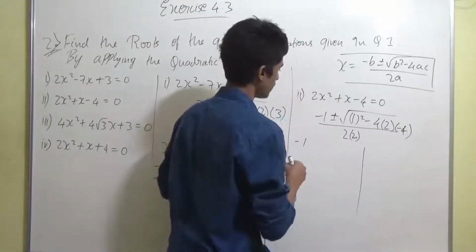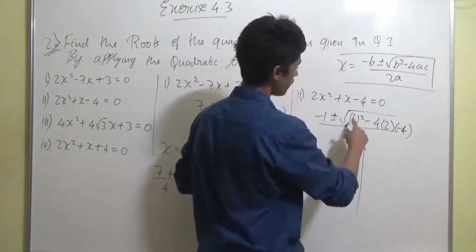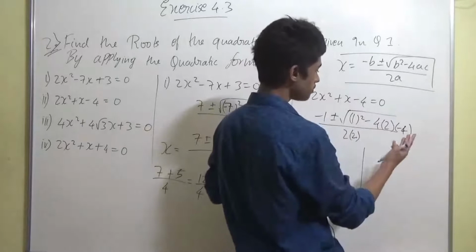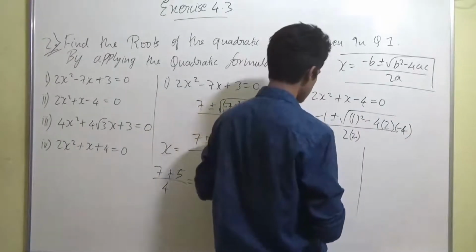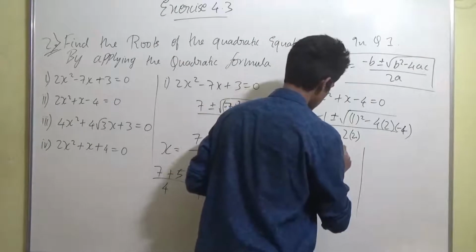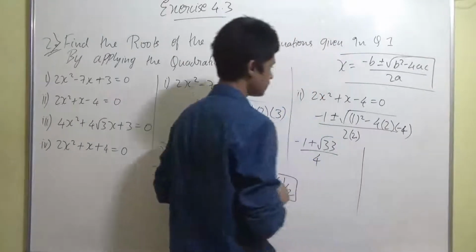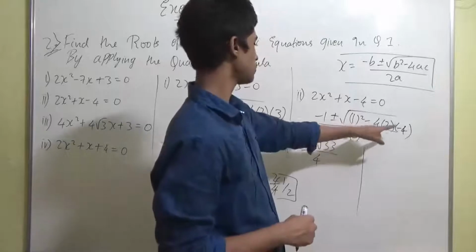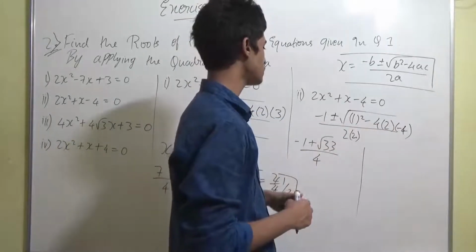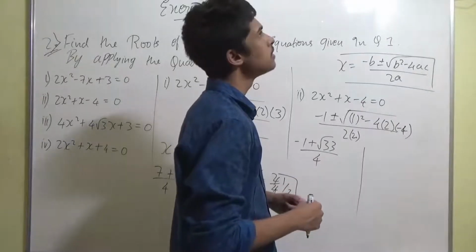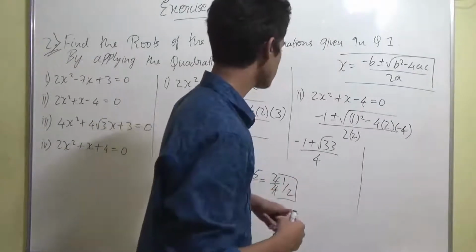So it will become minus 1. For plus, let's write it first. What will this root become? Root of 1, minus into minus becomes plus, so it is like 32. 1 plus 32 becomes root of 33. Correct? Root of 33 by 4. 1 minus minus plus, 4 into 4 is 16, 16 into 2 is 32, 32 plus 1 is 33. That's it, right? You can't simplify it further.